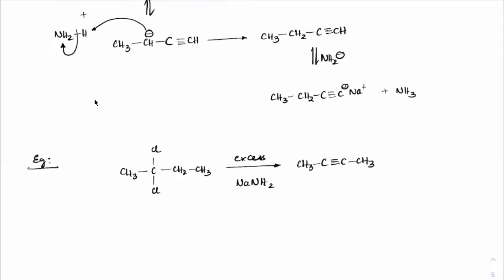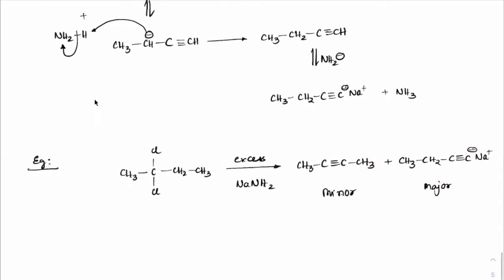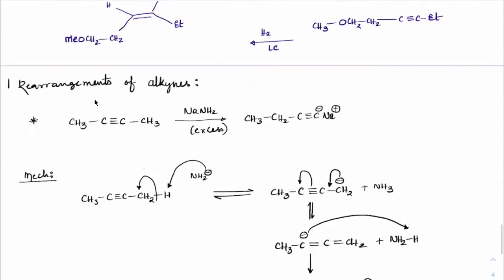But the other product which you must be aware of would be CH3, CH2, C triple bond, C minus and Na plus, which will be major in this case. This will be major and this will be minor. In fact, if you keep it for a very long time, this entire compound will convert into this major product in excess amount of NaNH2. And that is a rearrangement reaction. This is the first of the reactions.